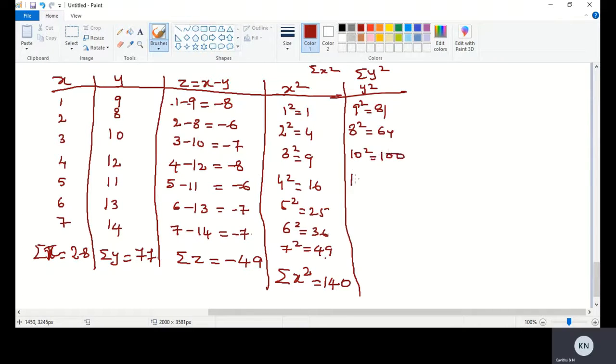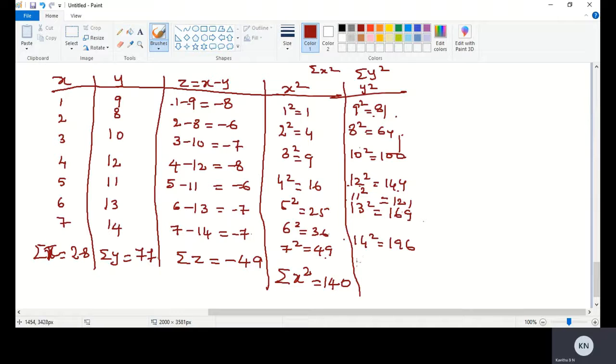And 12 square is 144, 13 square is 169, 14 square is 196. Okay, then 9 square is 81, 8 square is 64, 10 square is 100, 12 square is 144, then 11 square I missed here, 11 square is 121, 13 square is 169, 14 square is 196.